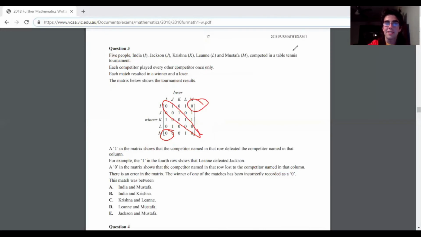So that means there is an error in that position, because in that match between India and Mustafa, there obviously had to have been a winner. This matrix is suggesting that they both lost. So therefore we've identified the error. The answer is going to be A.